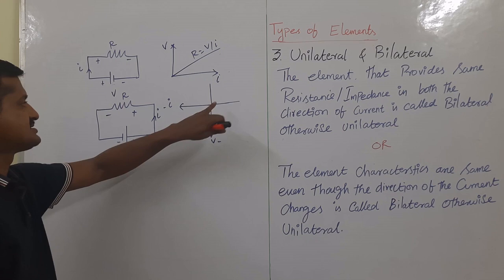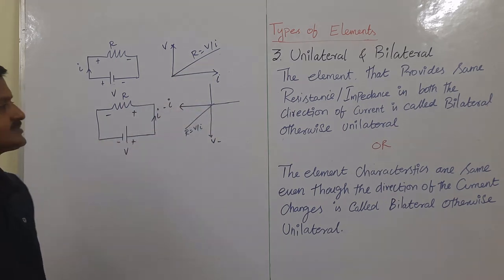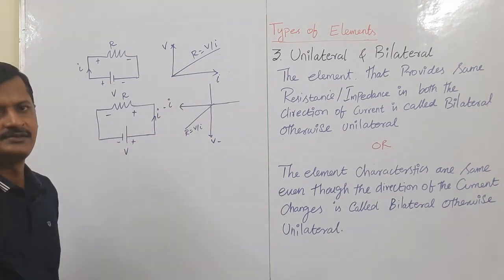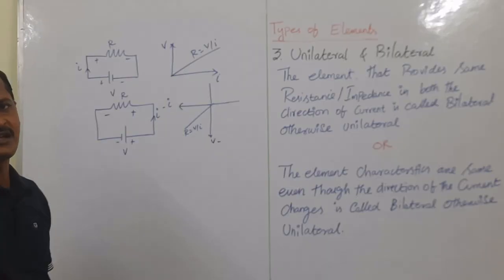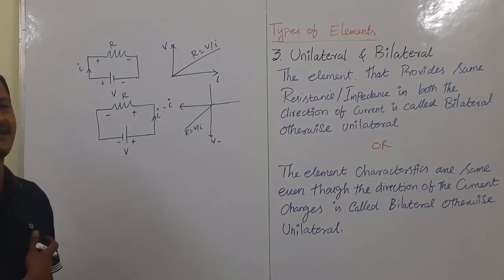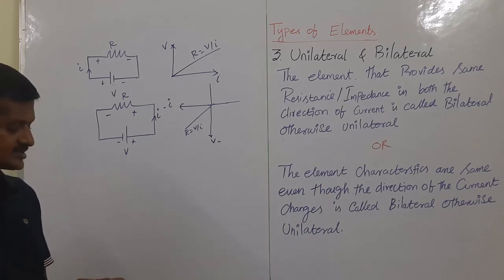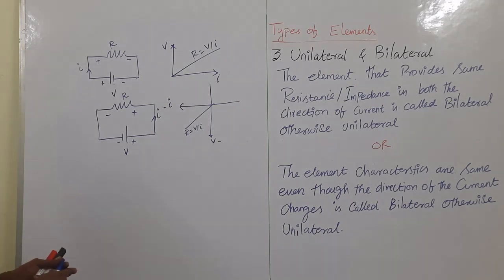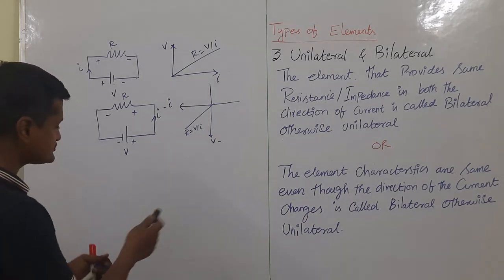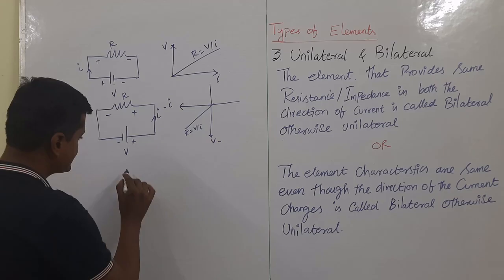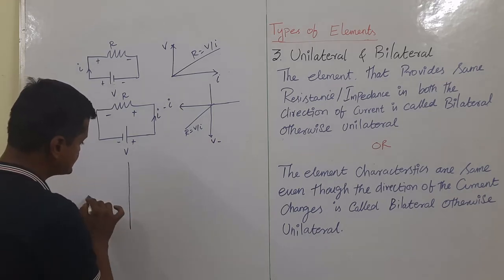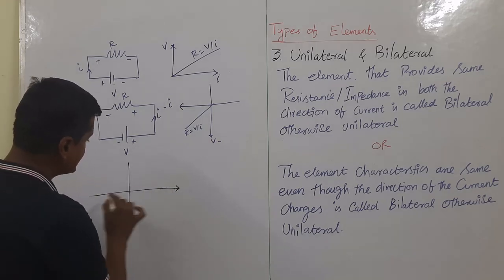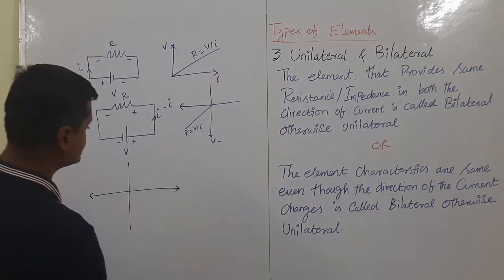So irrespective of the direction of the current flow, the characteristics are linear. This is linear, and in this direction also linear. So this is called a bilateral element. So the resistor is a bilateral element. Bi means two. So the representation of a bilateral element: these are four quadrant characteristics. How will the characteristics of a bilateral element look?